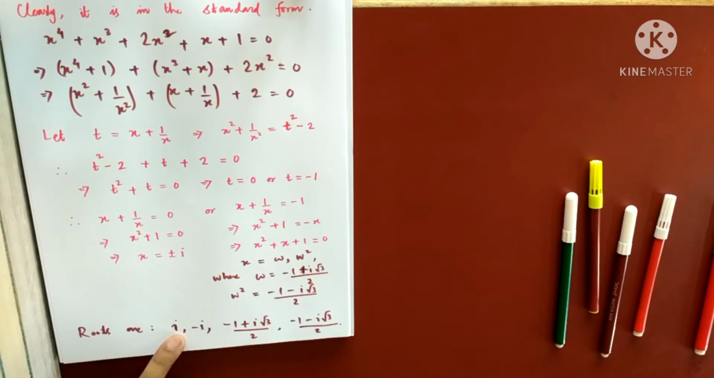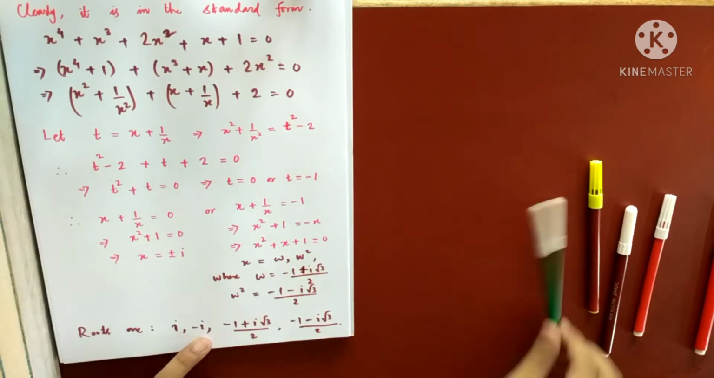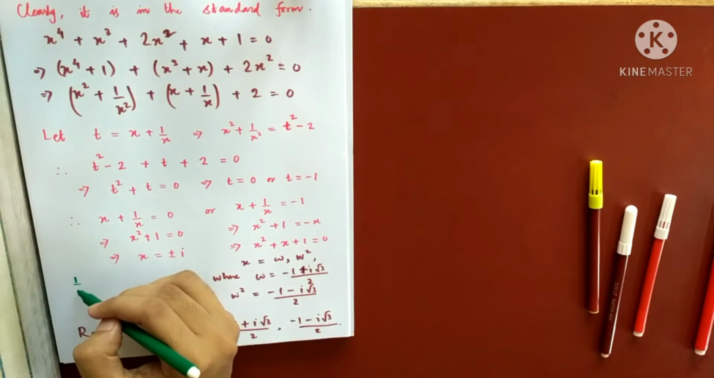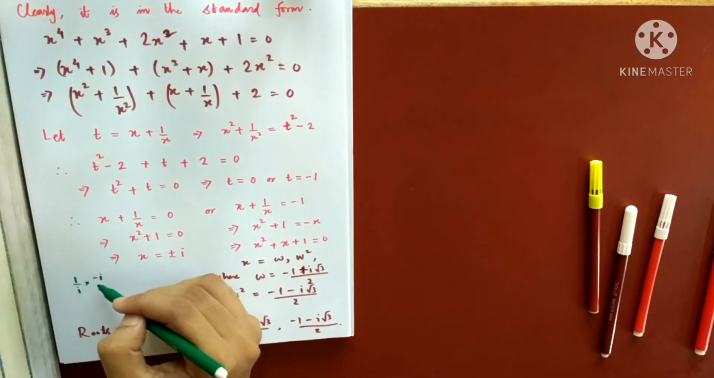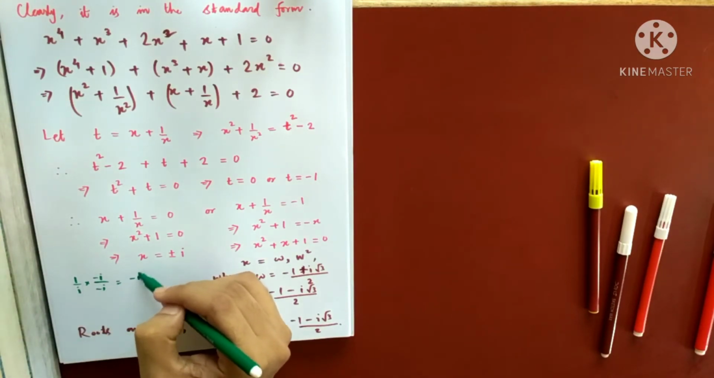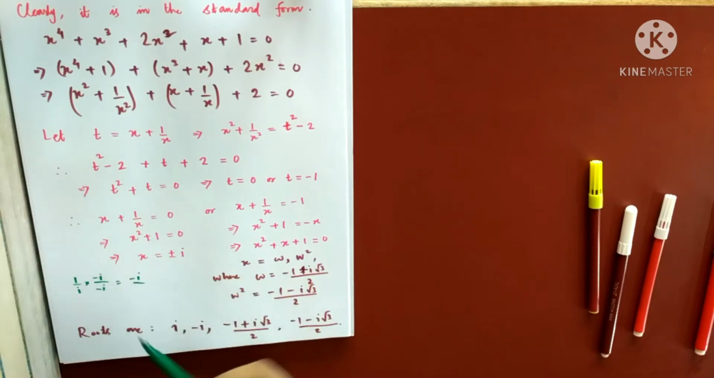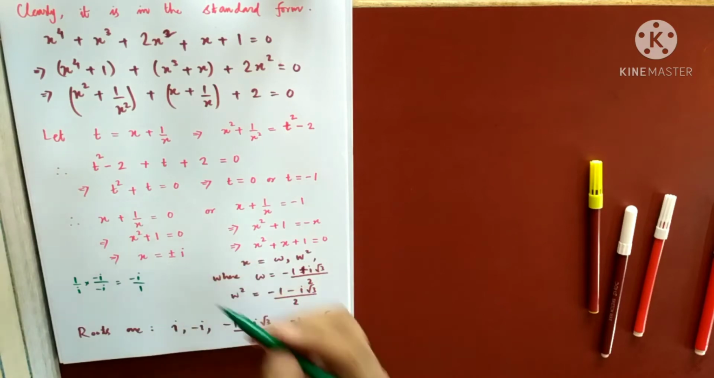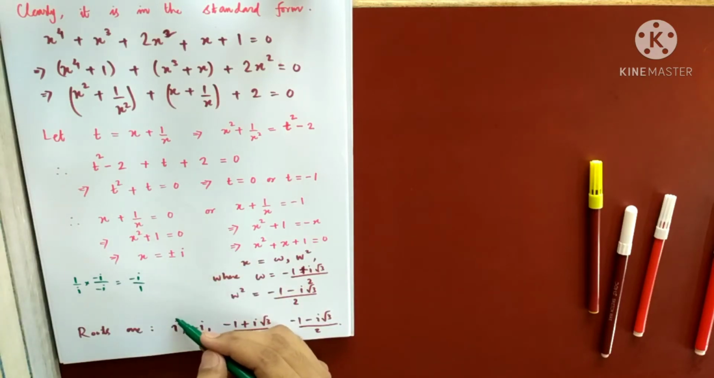If you simplify 1 by I, so what is 1 by I? You rationalize by I and I, you will get minus I. You may check. See? Reciprocal of I is 1 by I. If I rationalize it, in the numerator I have minus I. In the denominator I have I into I, which is I square, and then minus, so plus 1. So the reciprocal of I is minus I and the reciprocal of minus I is I.